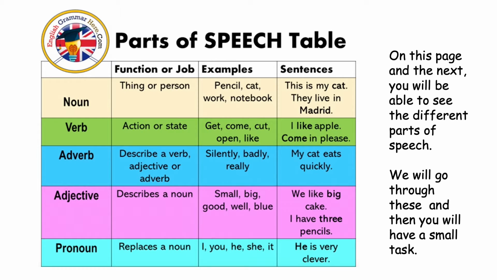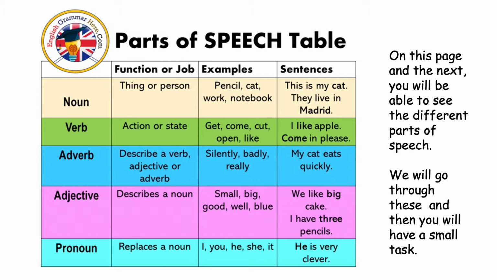So an adjective describes a noun. So we've got small, big, good, well, blue. You have got some fantastic ideas. There you go. The word fantastic is describing your ideas. It is an adjective. We like big cake.